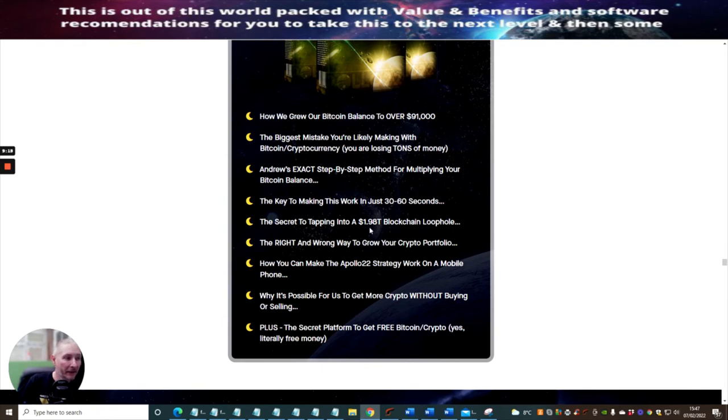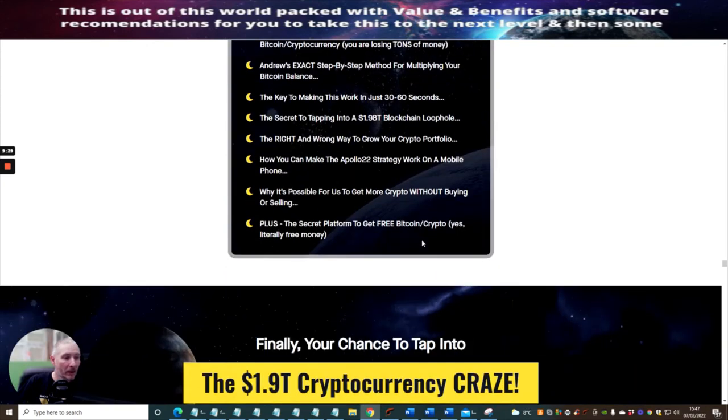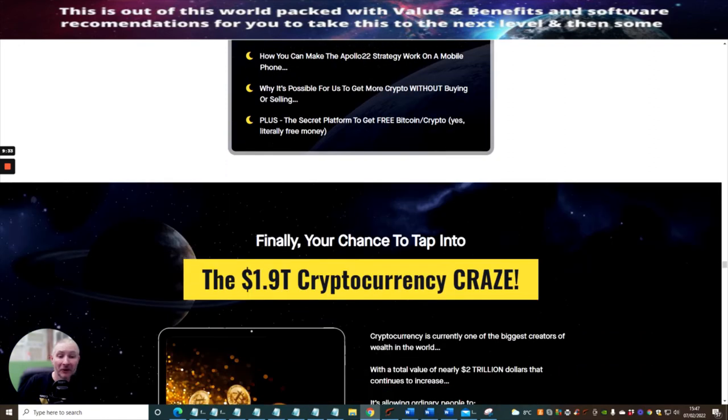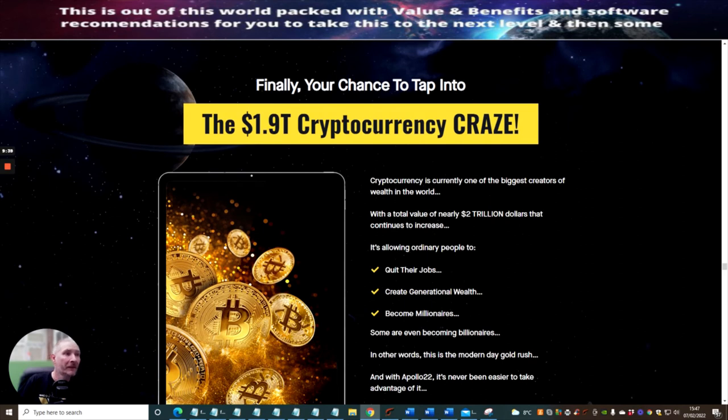The secret is tapping into a $198 trillion blockchain loophole. The right and the wrong way to grow your crypto portfolio. How you can make the Apollo strategy work on a mobile phone. Why is it possible for us to get more crypto without buying or selling any, right? Plus the secret platform to get free Bitcoin and crypto. Yes, literally free money. So this is it, right?